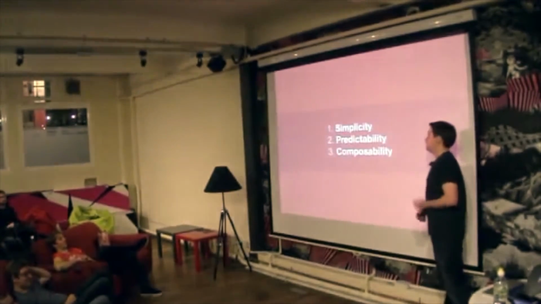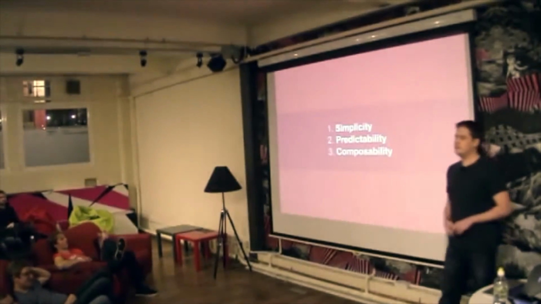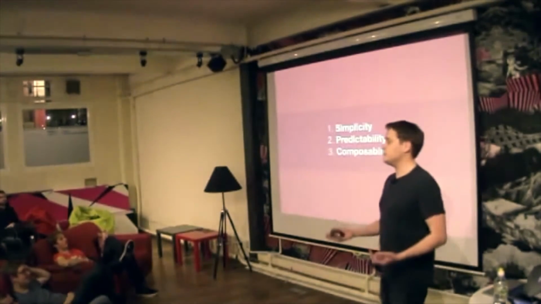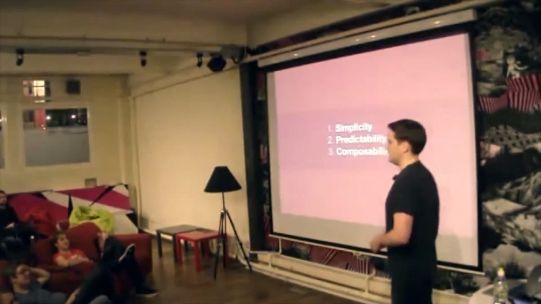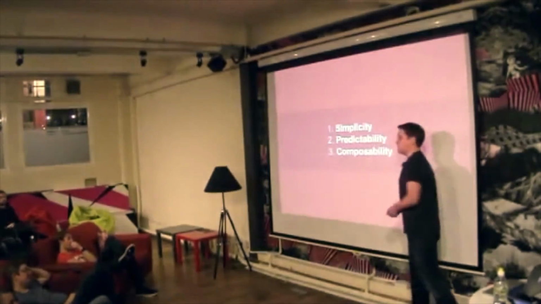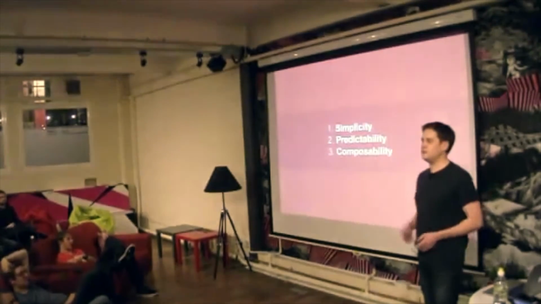I'm going to be focusing on three main concepts: simplicity, predictability, and composability. Simplicity: what is simple code? What is complex code? How do you look out for simple code? How do you get rid of complex code? Predictability: the idea that you should be able to come across any code and immediately understand how it works.